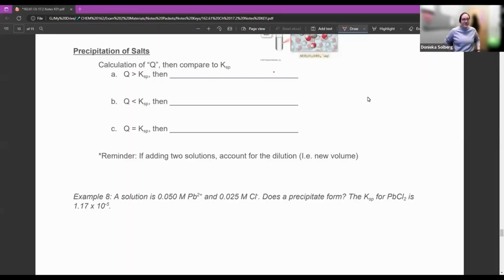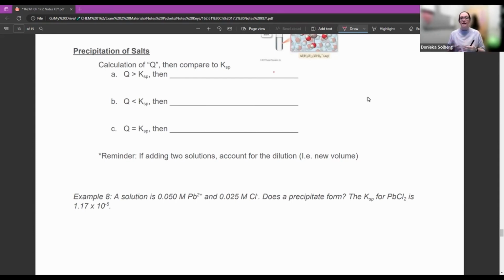This last section is about precipitation of salt. So we talked a little bit about precipitation before. If you're trying to figure out how much solid you're going to make or how much stuff is going to be left in afterwards, you have to do a BCA table and then an ICE table to figure out what those ions are that are still in solution. But what we're going to do is figure out now if a salt will precipitate.